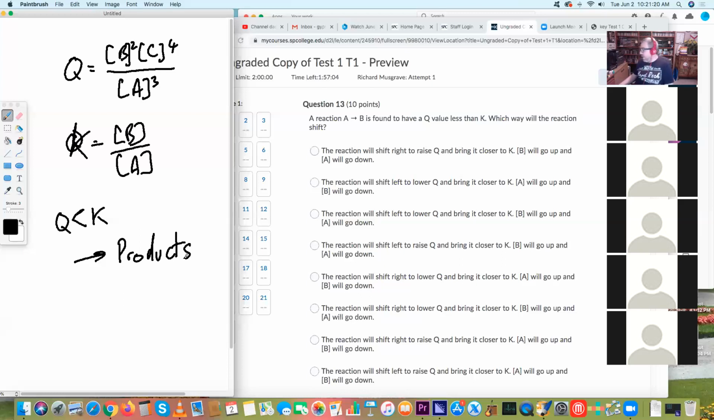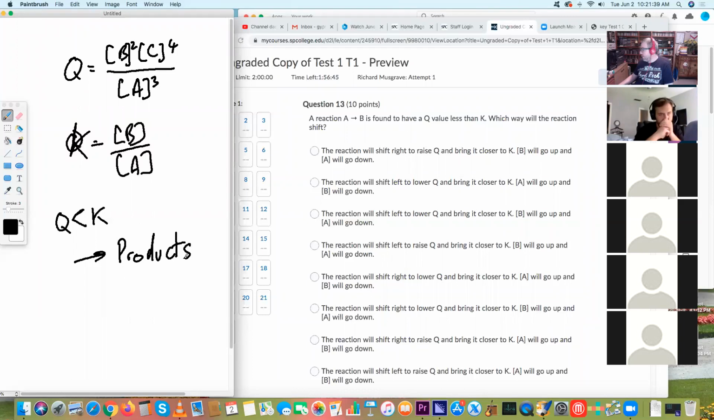So I'd have to find an answer that went towards the products, and we know that B is going to have to go up and A is going to have to go down. And that means shifting it to the right. So it'd be the first answer there in this case.